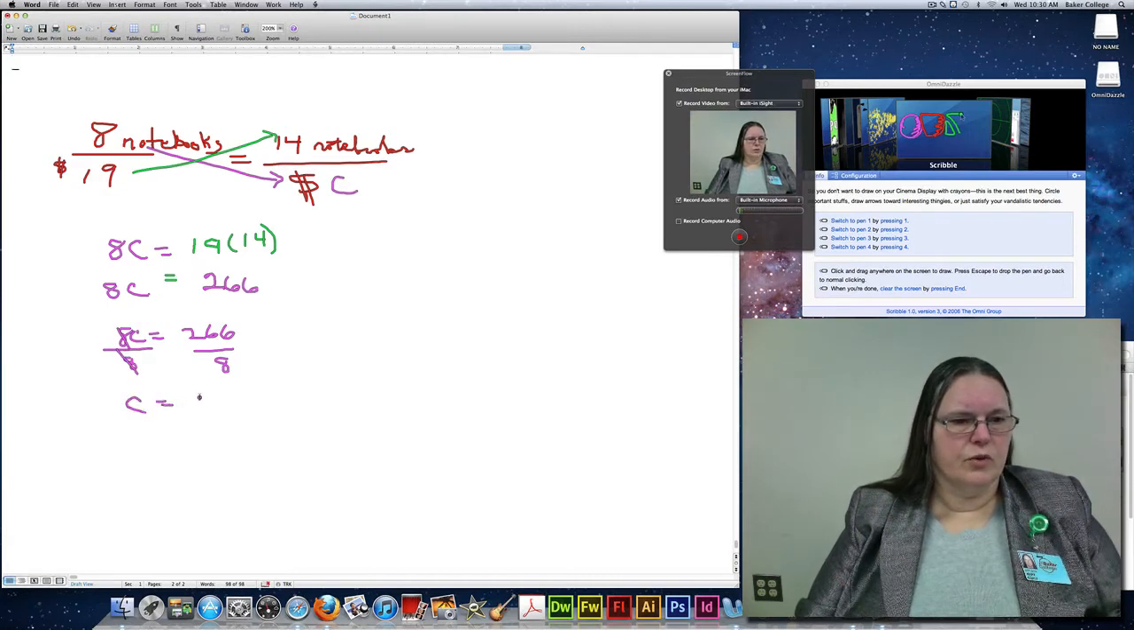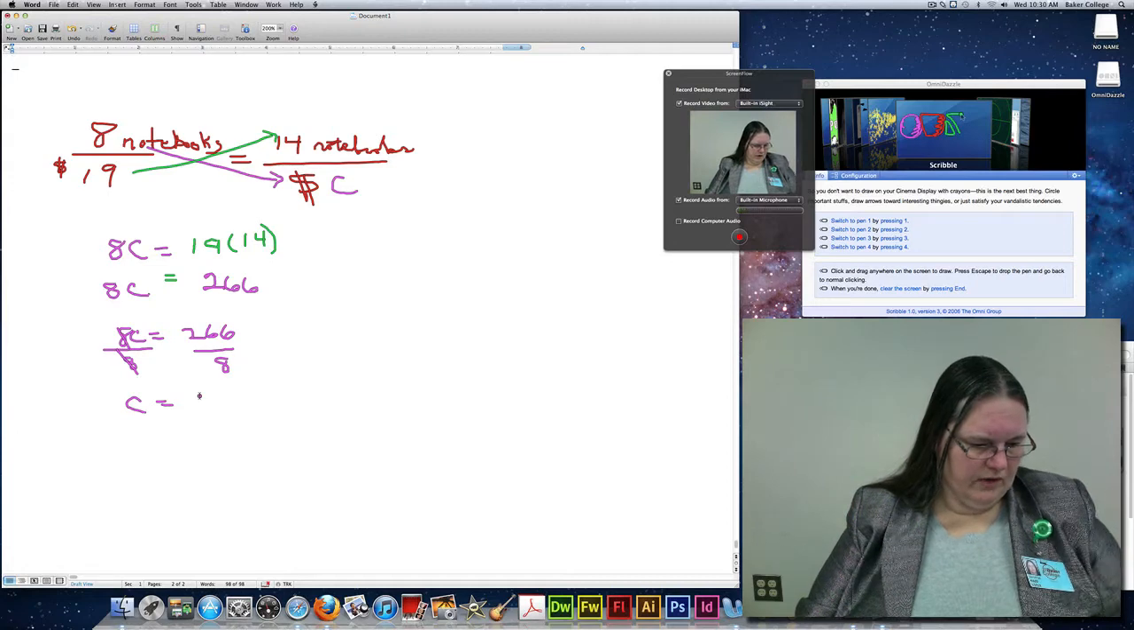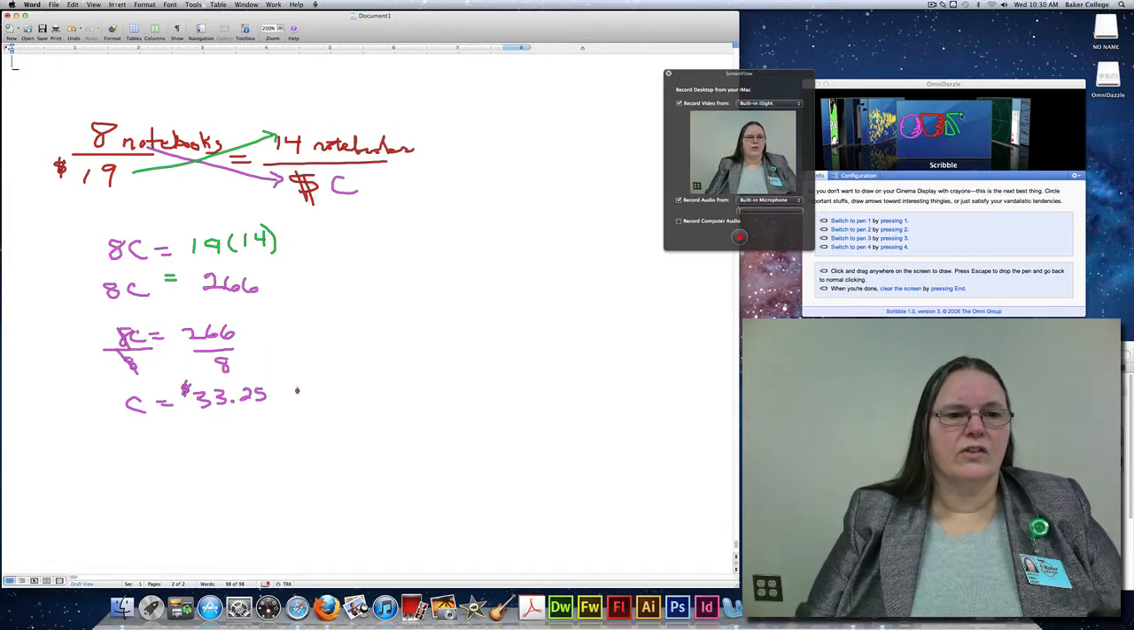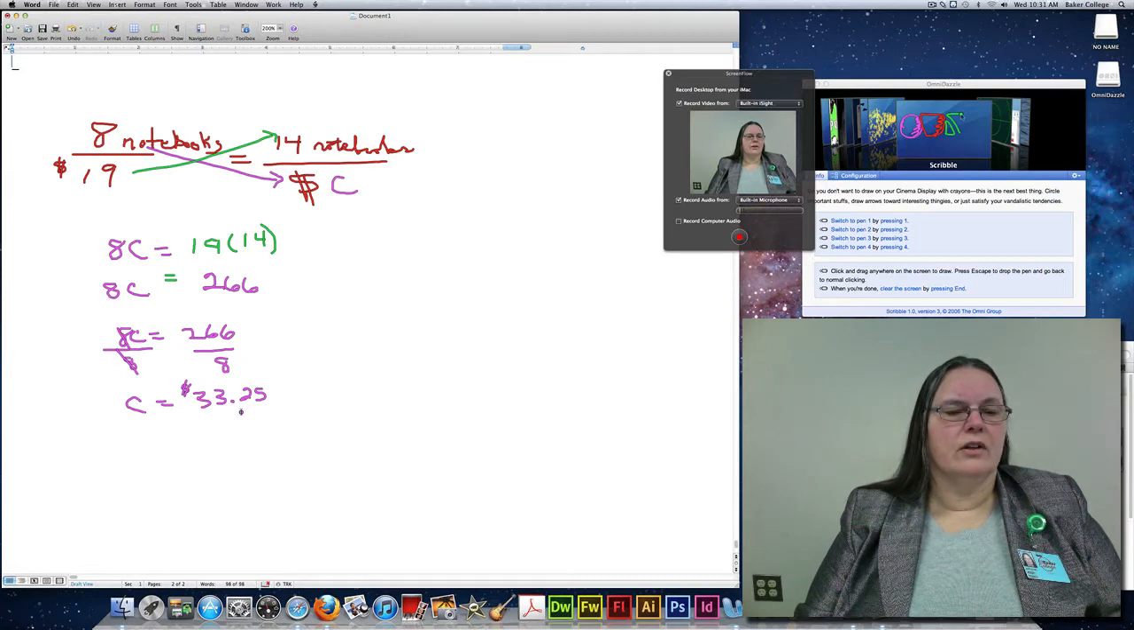And how much would 14 notebooks cost? And it's $33.25. And that's what we were looking for, so we write it as the cost. That means that 14 notebooks would cost $33.25.